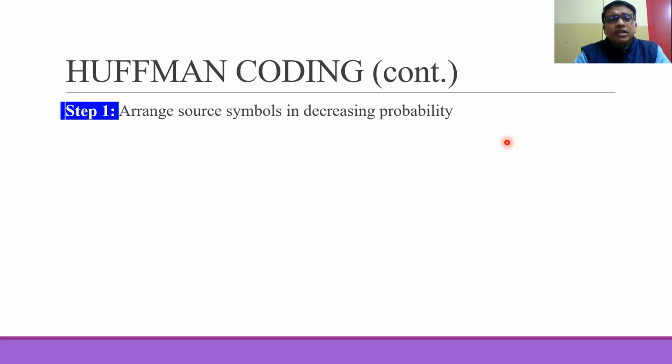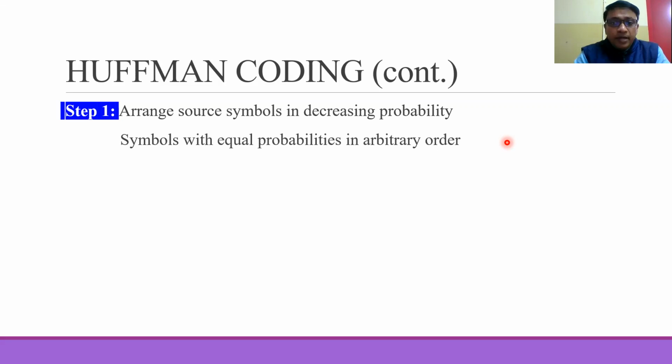So what are the steps involved in constructing a Huffman code? The first step is to arrange the source symbols in decreasing probability. The source symbols will be given to you. Take the most probable event and keep it on the top, and the least probable event at the bottom. There might be some symbols which have equal probabilities. In those cases, you can place them in arbitrary order. That means you can place any of the symbols on the top or at the bottom. That is up to you.